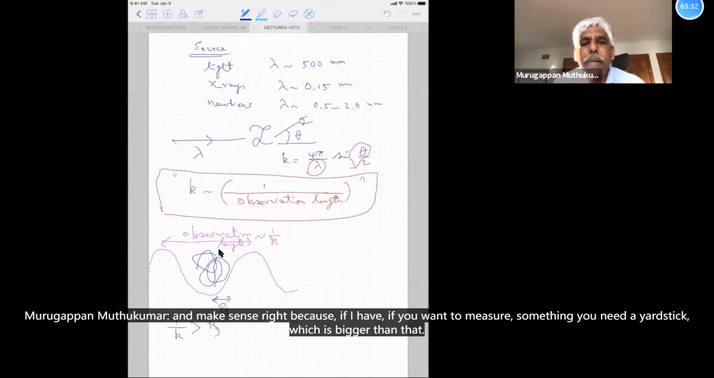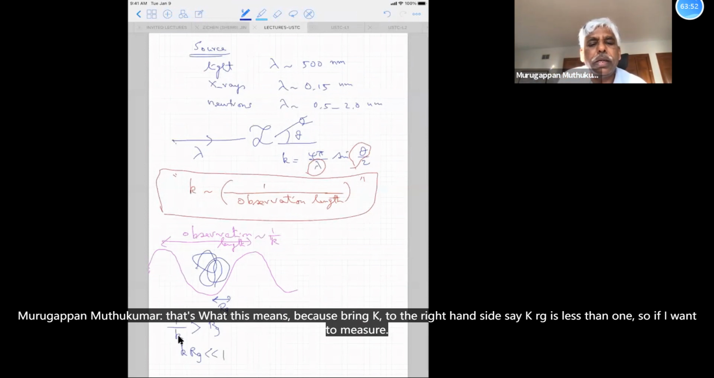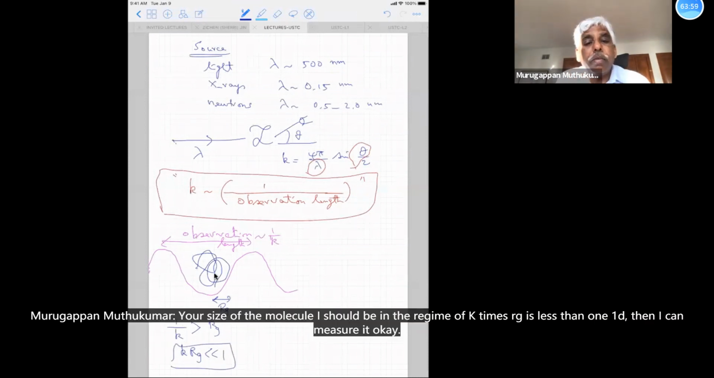That makes sense, right? Because if you want to measure something, you need a yardstick which is bigger than that to measure it. So my yardstick has the observation length of 1 over K. I want a situation where 1 over K is larger than RG. This means K times RG is less than 1, because I bring K to the right-hand side. So if I want to measure the size of the molecule, I should be in the regime of K times RG less than 1. Only then I can measure it, okay?